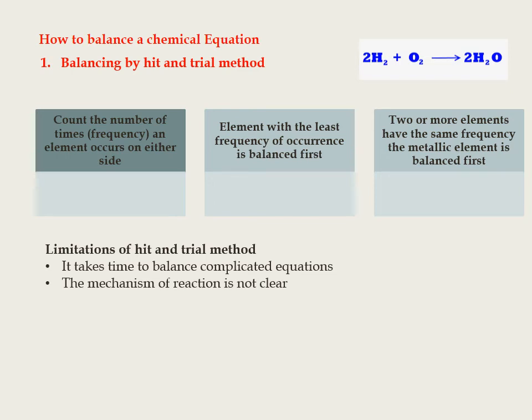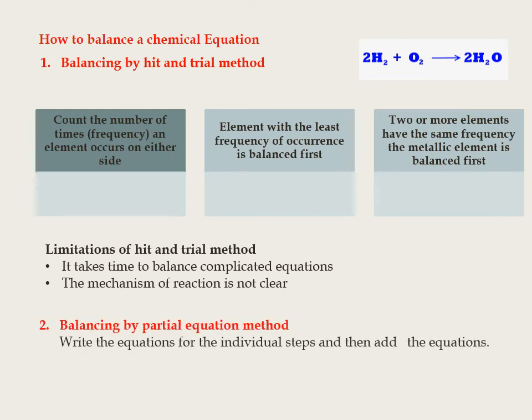The second one is balancing by partial equation method. Balancing can be done more easily by supposing the complex reaction to have taken place in steps. Write the equation for these individual steps and then add the equations. This method is known as balancing by partial equation method.